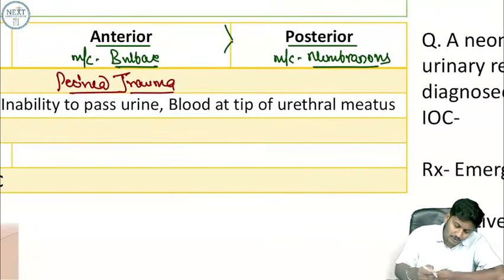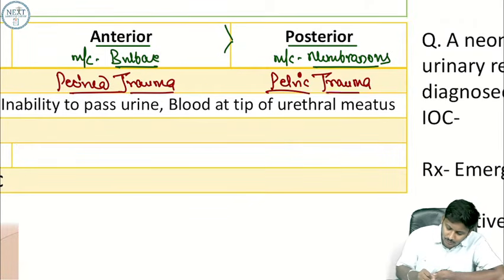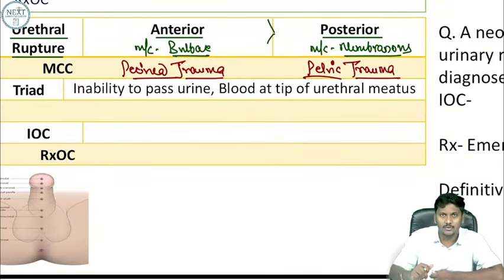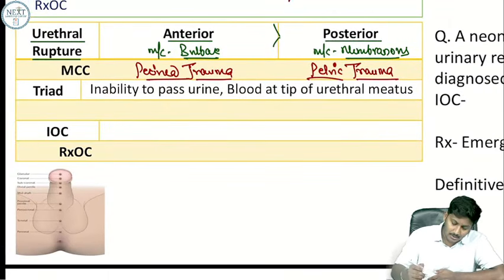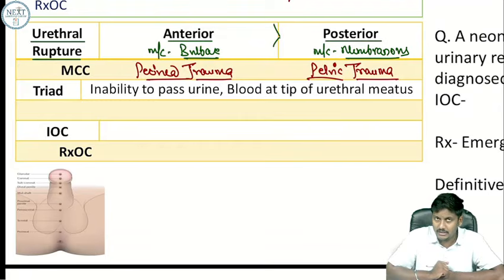Posterior urethral rupture happens due to a pelvic trauma. We know that bladder rupture and posterior urethral rupture both happen due to a pelvic trauma, like a pelvic fracture during a road traffic accident. In both the conditions, there are three features which are common. There is a classical triad which is seen in anterior and posterior urethral rupture.